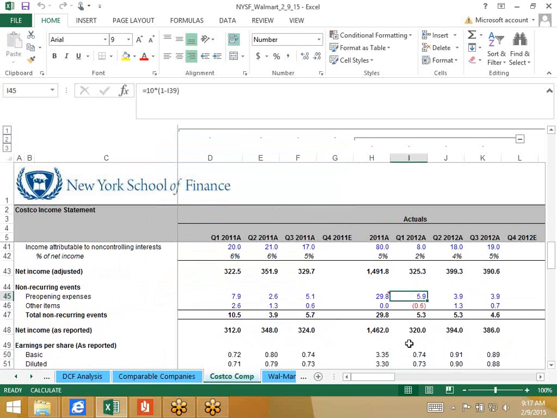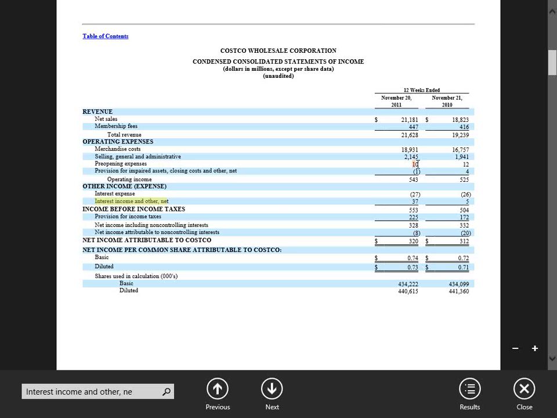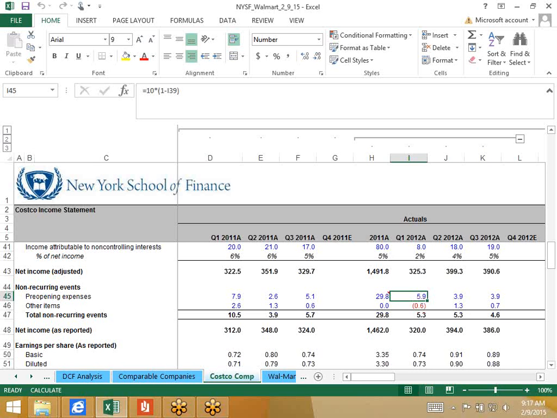And then we have our non-recurring events. The line items that we pulled out from above, which is the pre-opening expenses of 10. But when you pull expenses out from above the line to underneath the line, you need to tax affect them. So I listed this as 10 times 1 minus the tax rate. And it's got to be the same tax rate that we utilized above to make sure that the bottom net income will tie with the net income as reported.